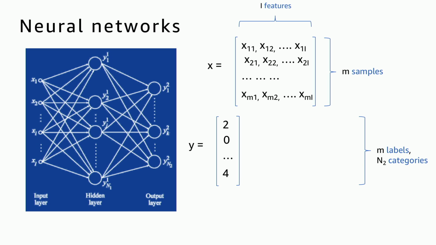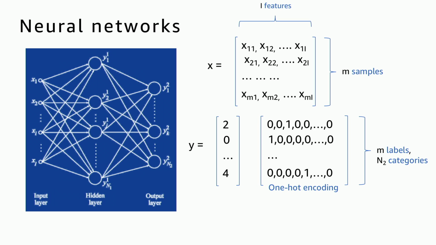But actually, it's not very practical to work with those category numbers. So what we're going to do is use one-hot encoding. It's a complex word, but it's a simple thing. We're going to turn each of those labels into a bit vector, with as many bits as I've got categories. So if I've got 10 categories, I will have 10 bits here. And I will flip to 1 the bit that corresponds to this category number.